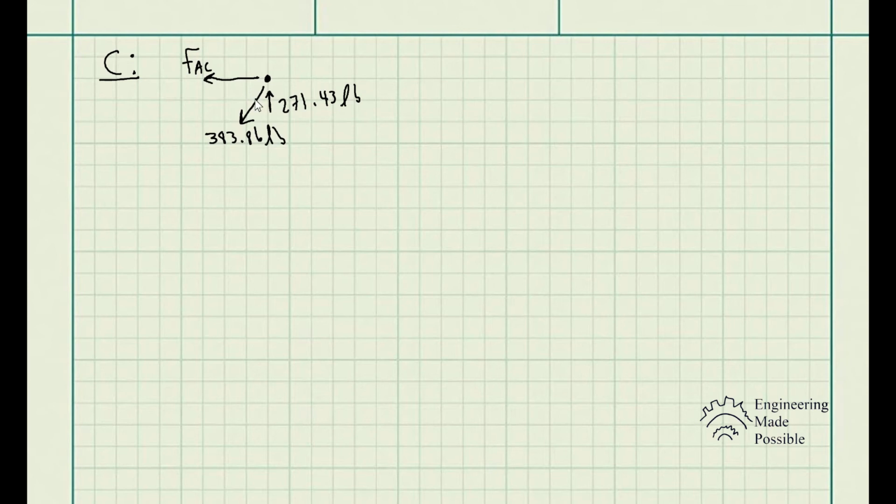Instead of it being in tension, it would actually be in compression, and that's what it would mean when it comes to the sign convention. So F of AC, I'm assuming it's in tension, so we're pulling away from that joint. And we have the reactionary force at point C, which was 271.43 pounds. So again, we do the equation of static equilibrium.